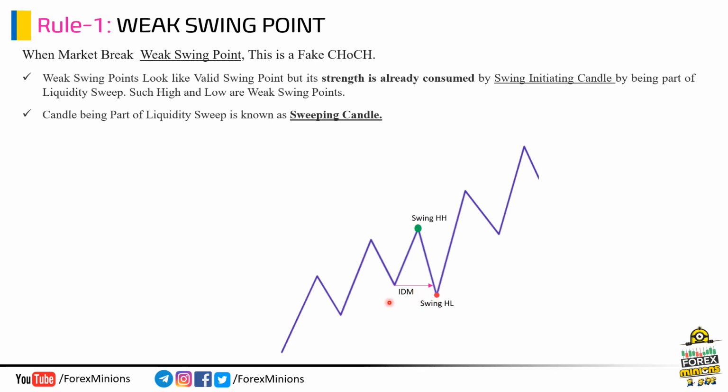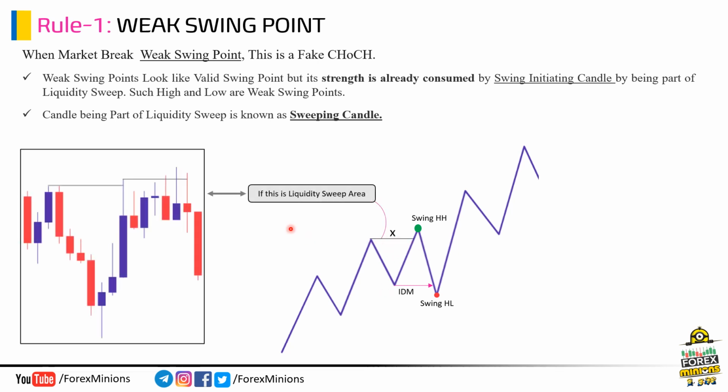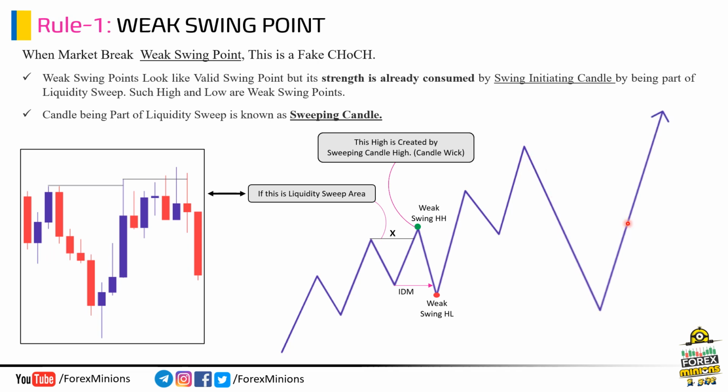Now, the question is, what if this area is a liquidity sweep? A liquidity sweep area looks like this, in which only candle wicks raid above the previous high. Now you can understand that if this is our liquidity sweep area, then this high is created by a sweeping candle wick, something like this as shown on the left side. Such swing points are weak swing points. Let me repeat again, if a swing is started by a sweeping candle, then these points will be considered weak swing points. If the market breaks these levels, we will be careful, as it can be a smart money trap.